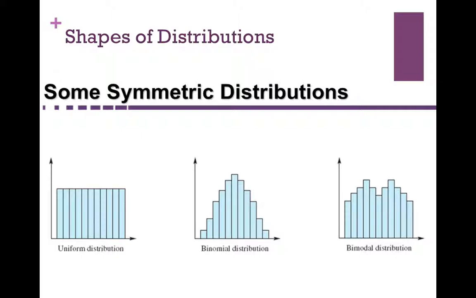The third is the bimodal. This is bi meaning two. We have two modes. If you look, there are two humps on this graph. Mode, remember, is the number that's repeated the most, so there will be a lower mode and a higher mode. It's sort of like having two little binomials or two little normal distributions.